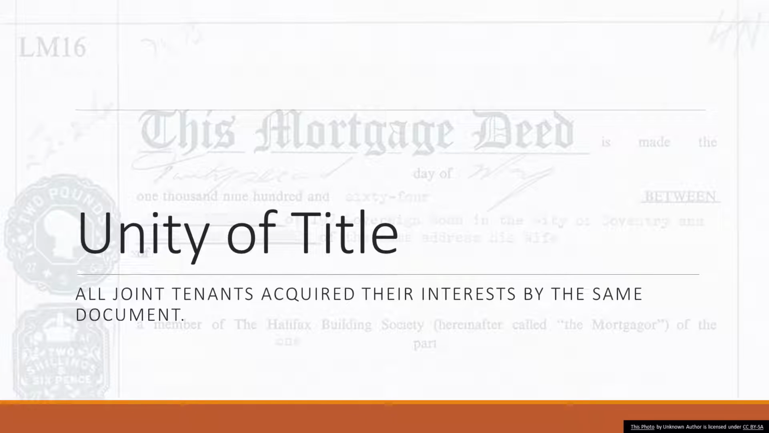All joint tenants acquire their interest by the same document, one deed. The seller has one deed drawn up. This one deed names the 4 of us as buyers, and the 4 of us need to be at the closing together Friday at 2 o'clock to accept that one deed together. That's the unity of time and title.